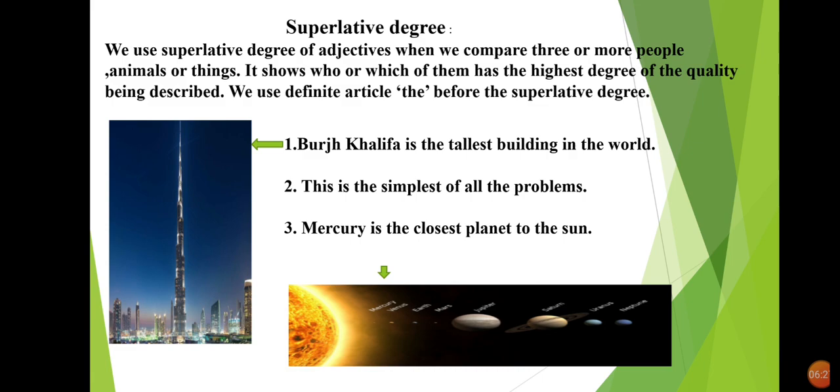For now, I hope you have understood the 3 degrees of comparison: positive, where there is no comparison; comparative, where two people or two animals are being compared with each other; and superlative, where we compare 3 or more people, animals, or things.